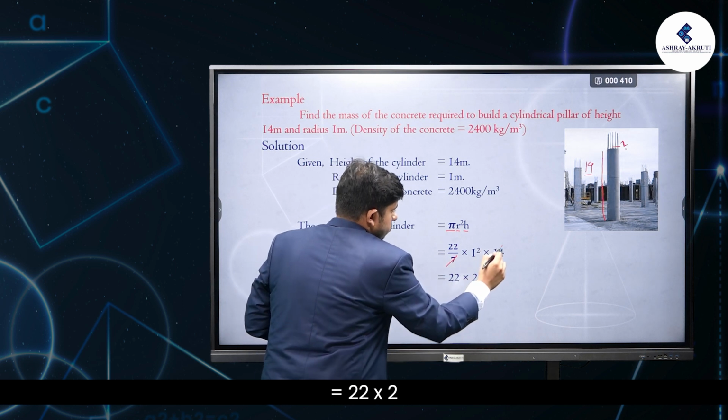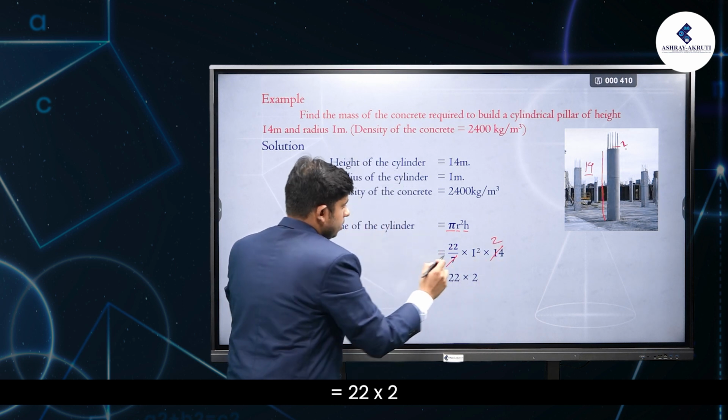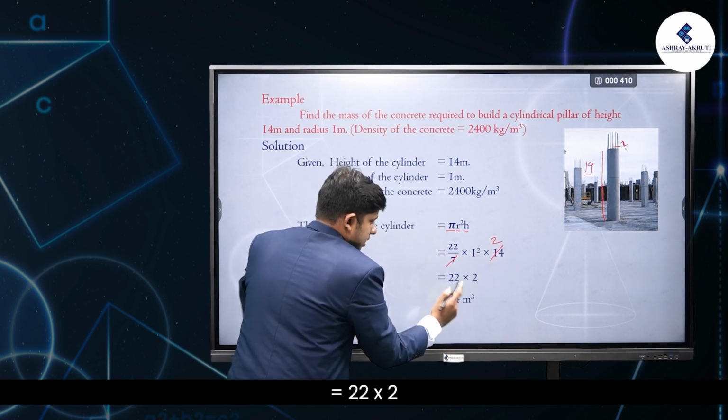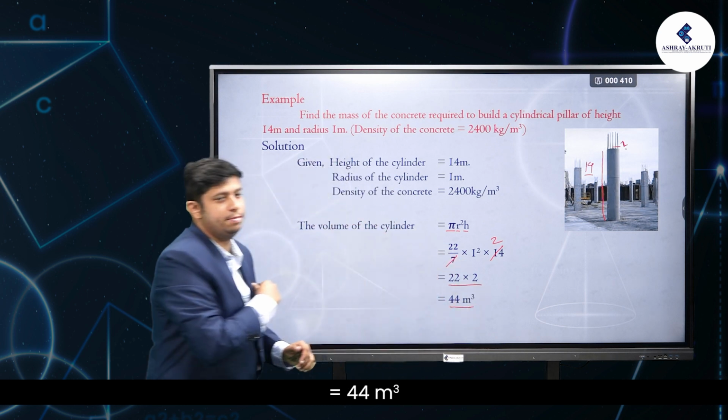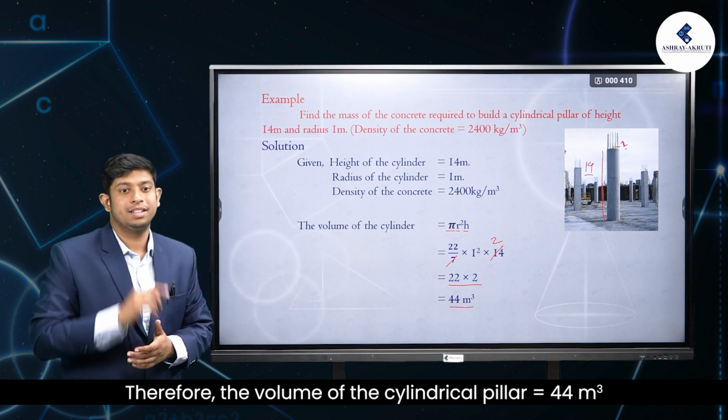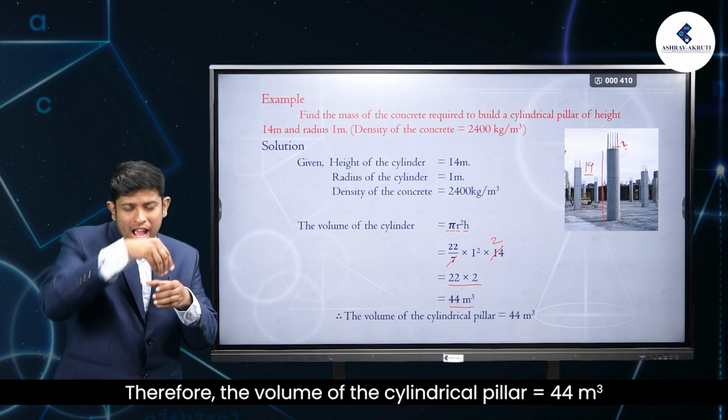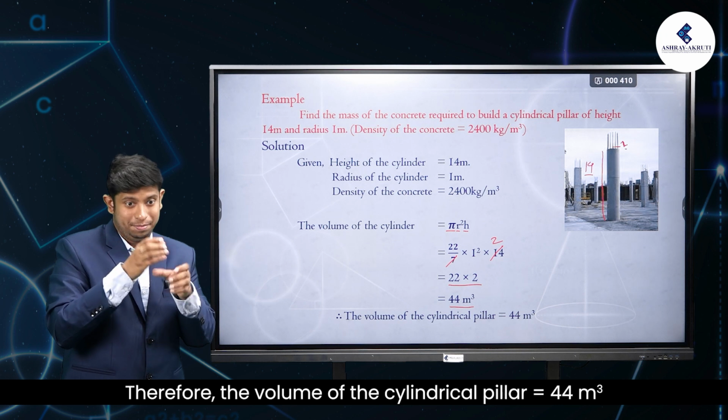Which is equal to 22 into 2. By multiplying, we get 44 meter cube. Therefore, the volume of the cylindrical pillar is equal to 44 meter cube.